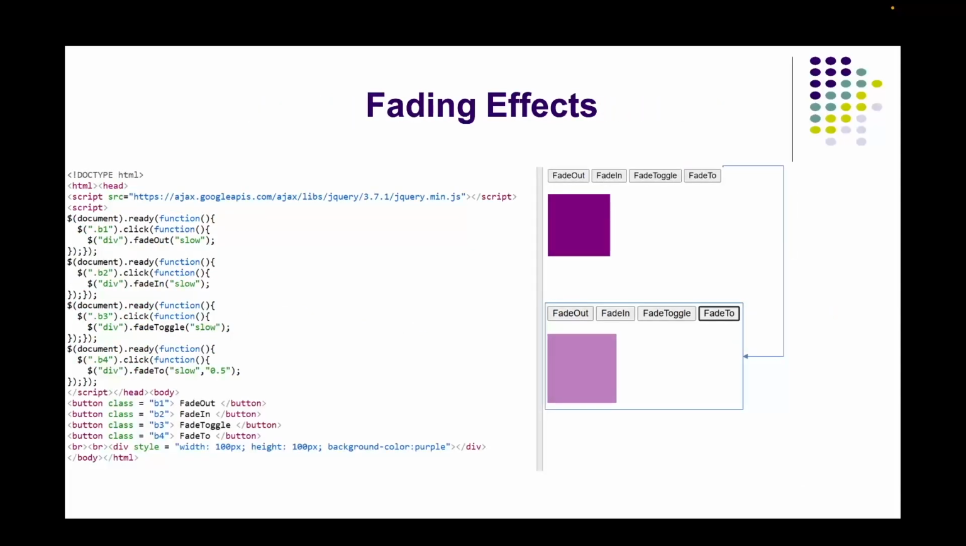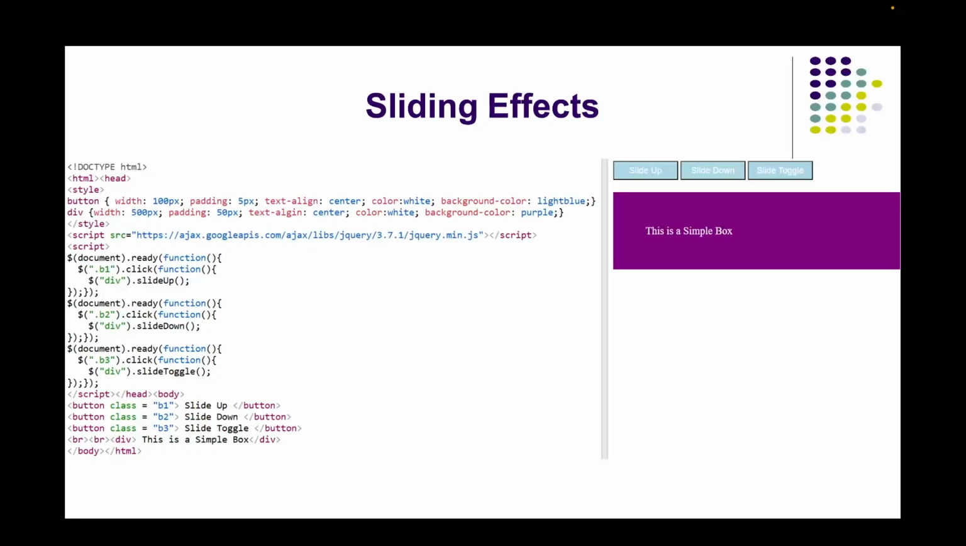And then fading effects. For a softer look, we can use fading. So fadeIn and fadeOut are straightforward, and fadeTo is special. The 0.5 tells jQuery to fade the element to 50% opacity. So it stays visible but becomes semi-transparent. And then sliding effects, that is slideUp, slideDown and slideToggle. This is exactly what you see in drop down menus on websites. It slides the element up to hide it or down to show it.